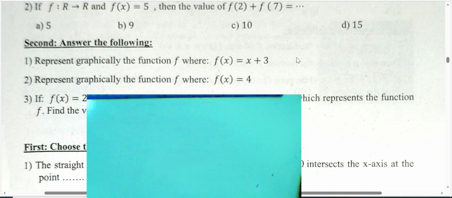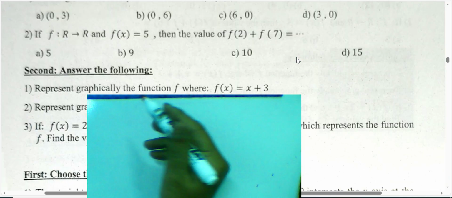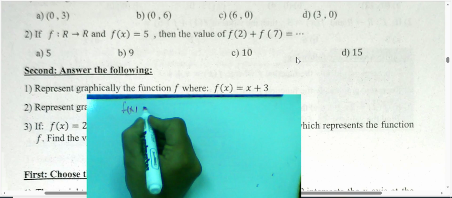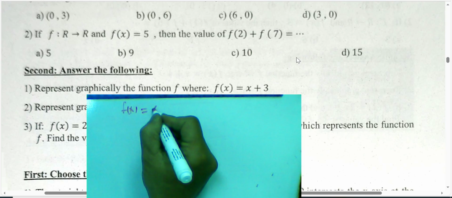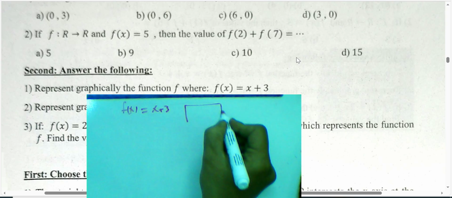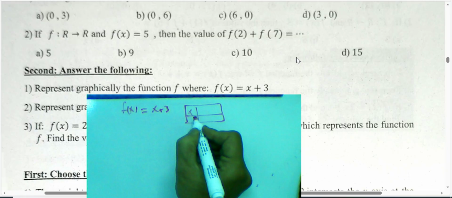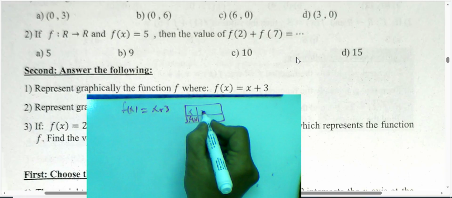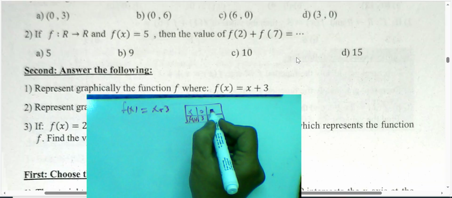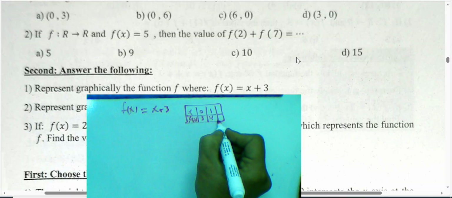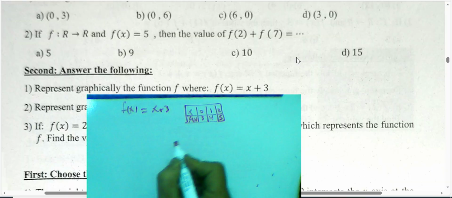Next question. Representing graphically the function f of x equal to x plus 3. You can draw a table like this and write any point of x and the image f of x. Put like 0, 0 plus 3 equals 3. Put 1, 1 plus 3, 4. Put 2, 2 plus 3, 5.